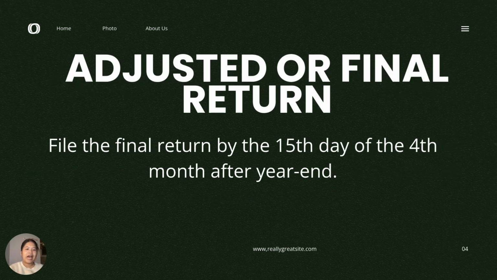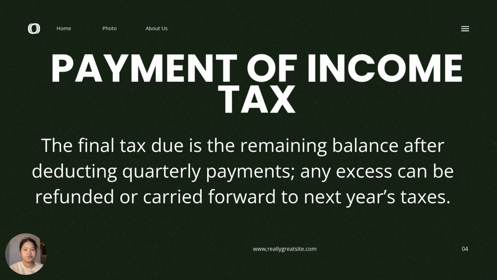Next is the adjusted or final return. File the final return by the 15th day of the fourth month after the year end. In order to verify that the total taxes paid during the year correspond to the real tax burden based on the company's full year financial performance, the final return is used as a reconciliation tool.